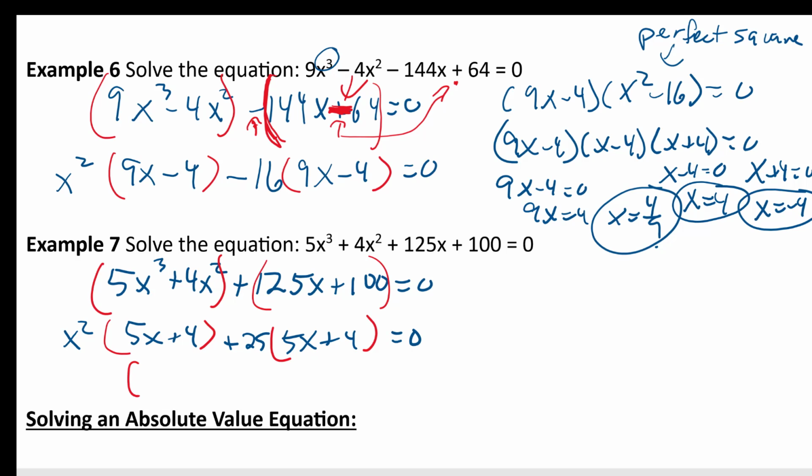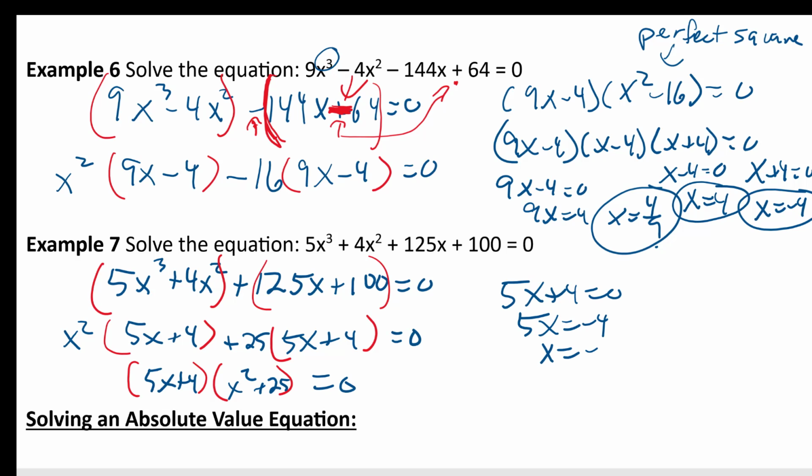So we have 5x plus 4 times x squared plus 25 equals 0. And so I can take the 5x plus 4 and set it equal to 0. And I get 5x equals negative 4, or x equals negative 4/5. The other part, x squared plus 25, set equal to 0, is a sum of squares, and we can't factor that with real numbers. I mean, the answer is going to be 5i, negative 5i, but we're only dealing with real numbers so far. So that's our only solution right there.